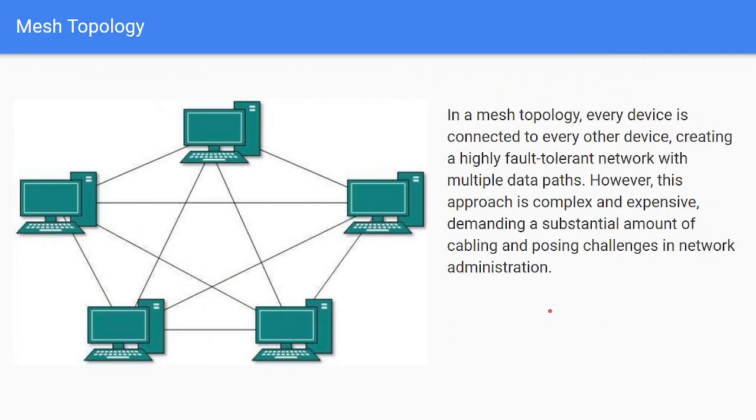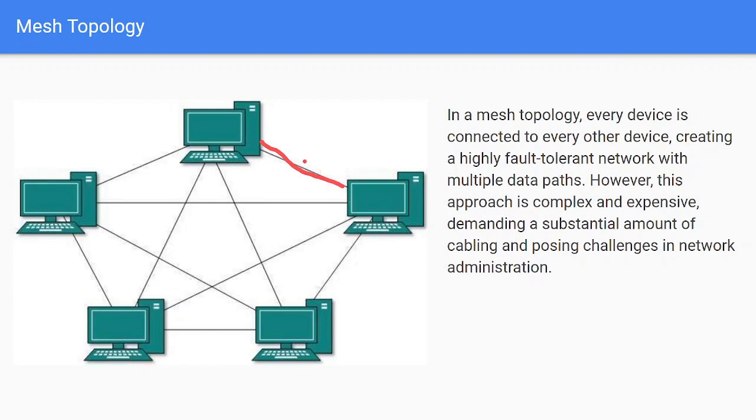We have the mesh topology. For the mesh topology, every device is connected to every device. So this device is connected to this one, connected to this one, connected to this one. Every device is connected to every device, creating a highly fault-tolerant network with multiple data paths.